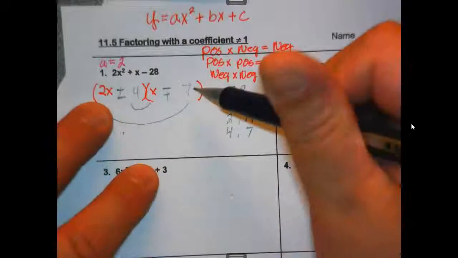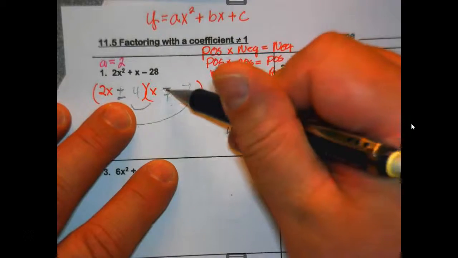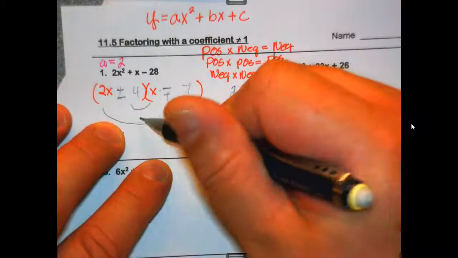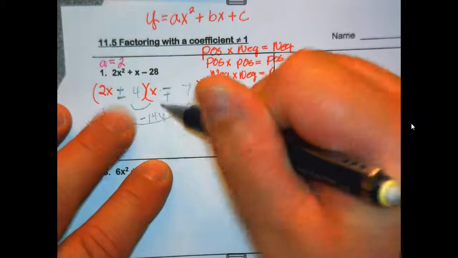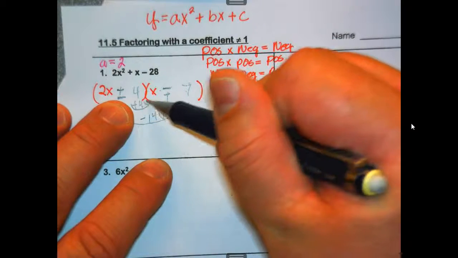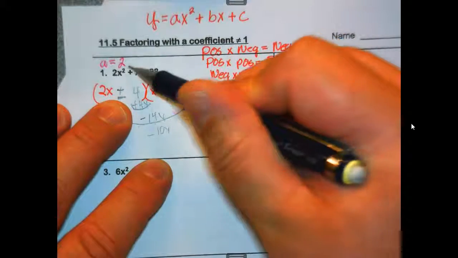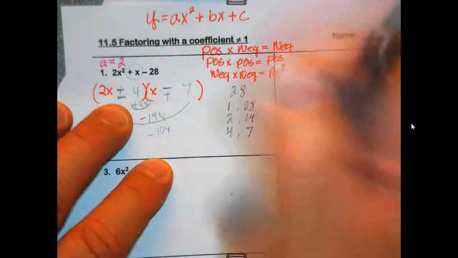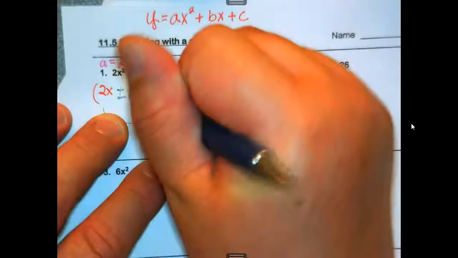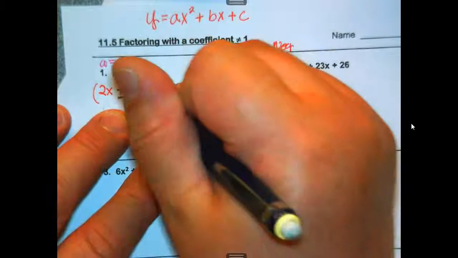Okay, if I have a negative 7, that means if I use the plus and the minus, negative 7 times 2x gives me negative 14x. And positive 4 times x is positive 4x. If I add those together, that gives me negative 10x, not positive 1x. So we know that it's not 4 and 7. Well, let's try one more thing.